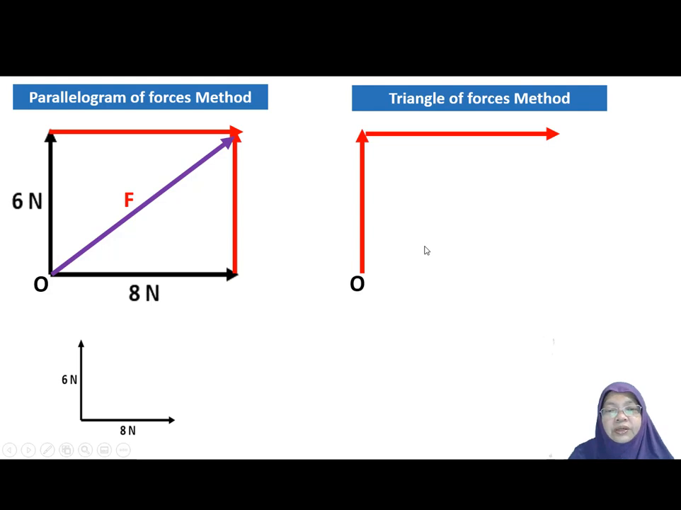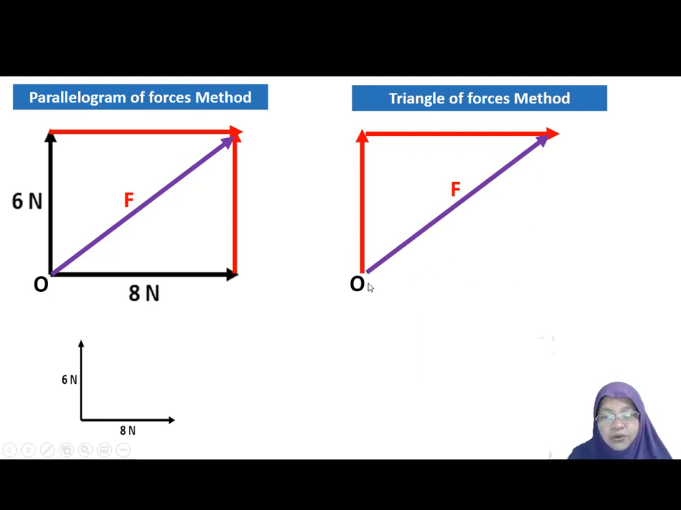Okay. Alright. So what is the resultant force? It's from 0 to the end of the 8 Newton. The beginning of 6 Newton to the end of the 8 Newton. Dia berturut-turut lah. Dia punya arrow tu kan. So macam tu. Next. So this is the resultant force.